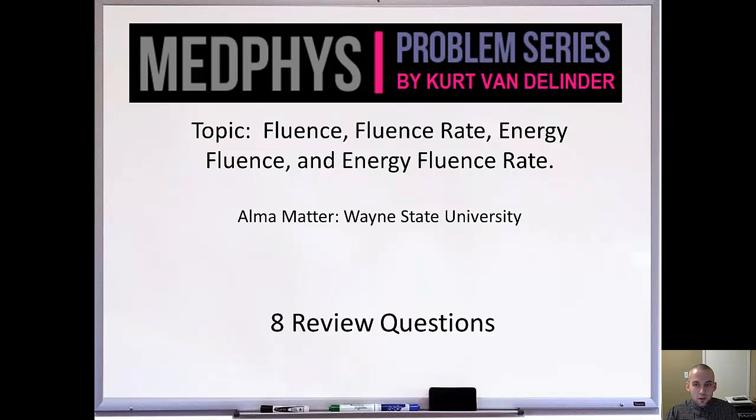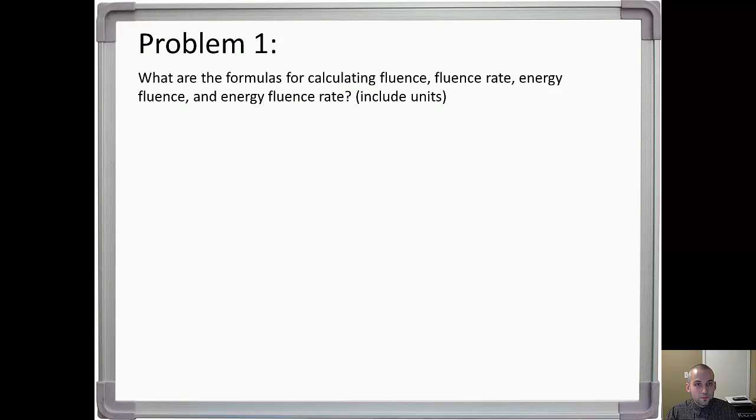But without further ado, let's begin. So typically in my videos, I tend to go through formulas and definitions in the first couple problems, and then I generally try to increase with difficulty. Okay, so problem number 1. What are the formulas for calculating fluence rate, energy fluence, and energy fluence rate? And make sure to include the units.